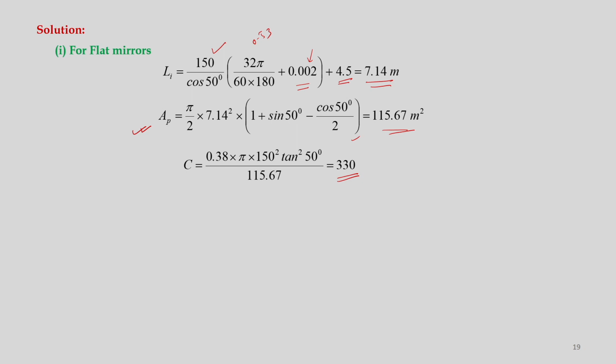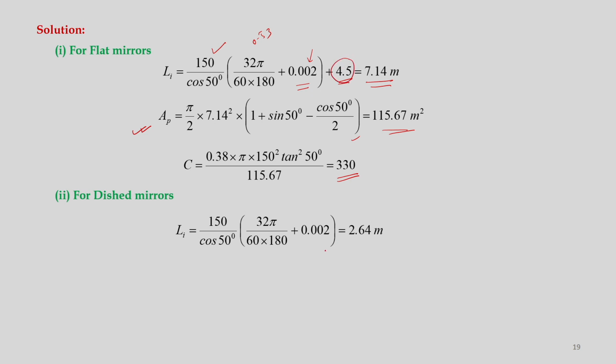So, now if we consider the second case, for the disk mirrors, what will be the Li here, because this part will not be present in this expression. So, this Li will be 2.64 meter. Okay. Earlier it was 7.14 meter, right. Accordingly, we have to calculate this Ap value. So, we have just substituted this Li value here and the other values, and it is found to be 15.82 meter square.